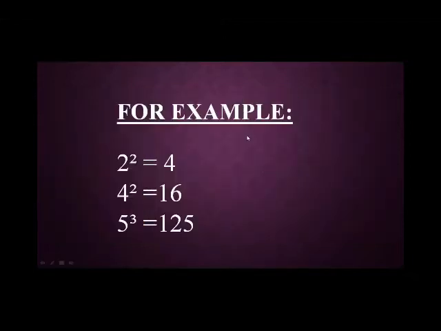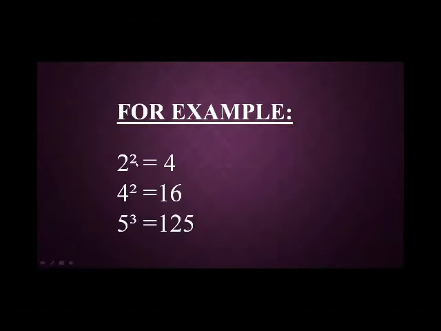Now, for example, 2 to the power 2, here 2 is the exponent. So 2 into 2 is 4. How many times we multiply 2? 2 into 2 is 4. 4 to the power 2 means 4 fours are 16. 5 to the power 3 means 5 into 5 into 5. Here you will multiply 5 three times. 5 fives are 25, 25 fives are 125.